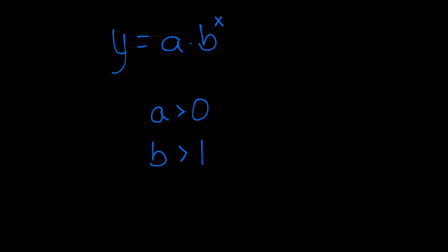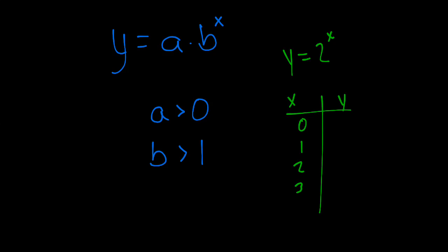A simple example of something might be like y equals 2 to the x. And if we wanted to check out some values, maybe we'd start at 0, 1, 2, 3, 4. Plug in 0, 2 to the 0 is 1. Plug in a 1, 2 to the first is 2. 2 to the second is 4. 2 to the third is 8. 2 to the fourth is 16, right?